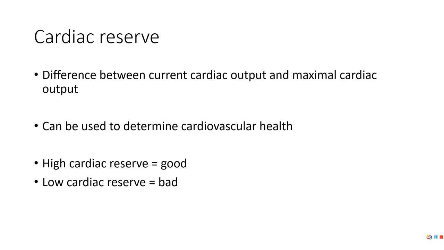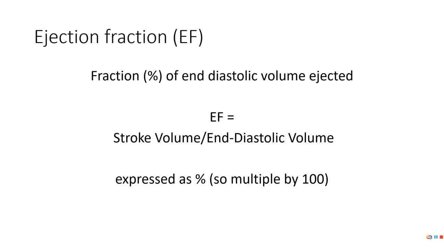So if you went 40 minus 5, that would say that these elite athletes have a cardiac reserve of 35 liters a minute, which is tremendous. Okay, so if you have a high cardiac reserve, that's good. Low cardiac reserve, that's usually bad because that means something's going on. But obviously, you need to take into account what you're doing. If you're measuring cardiac output in the middle of some intense exercise, you're going to have a relatively low cardiac reserve.